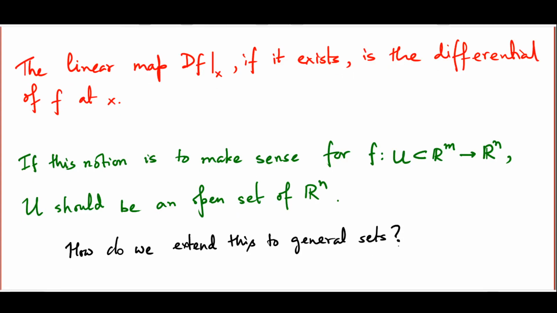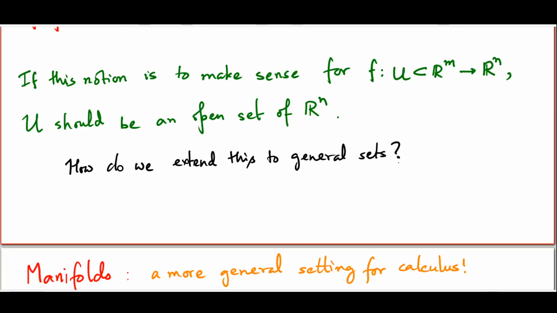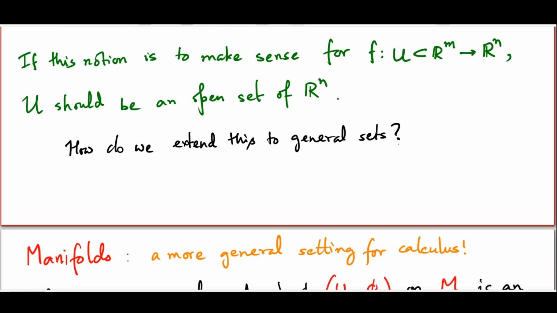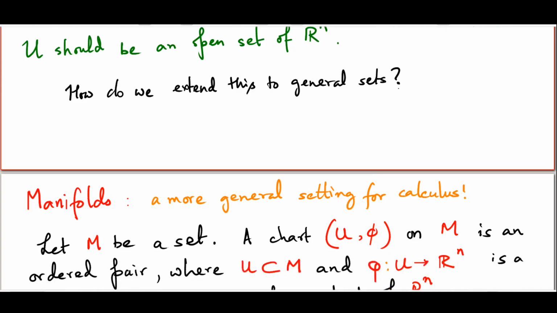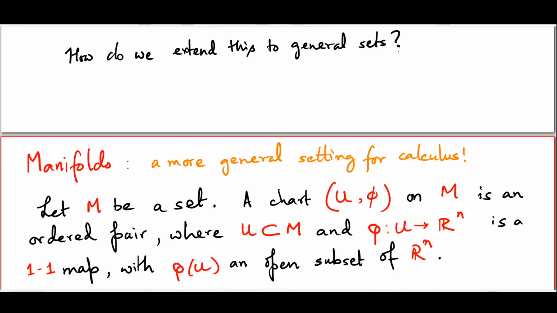This notion of manifolds, or to be more precise, differentiable manifolds, provides us with a more general setting for calculus, as we have just said. To begin with, the manifold M is a set, but it is not just a set. In order to qualify as a manifold, you need additional structure on this set. And to understand what this structure is, we will start with its basic component, a chart. A chart, (U, phi) on M, is an ordered pair. That means, of course, that you need two things to make a chart.